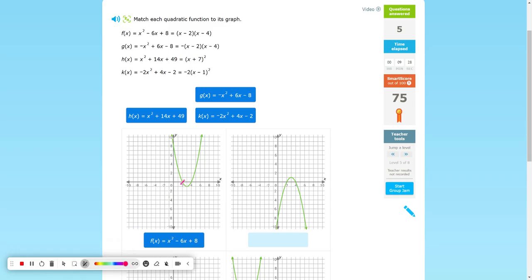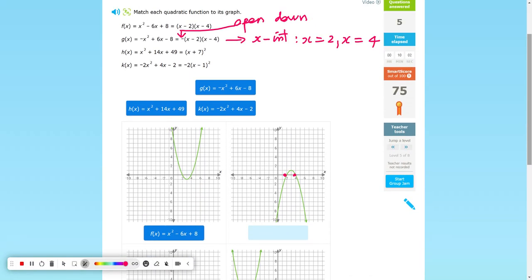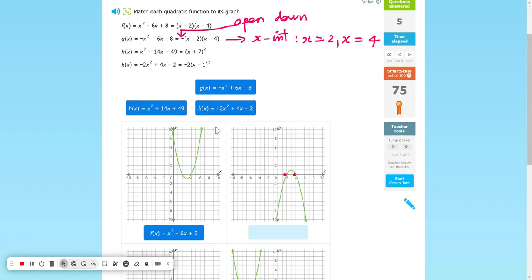They also give you the factor form. So you can see the 2 x-intercepts have to be at x equals 2 and x equals 4. But your graph has to open down because of the negative one right there. So open down. Let's go and find that graph. Here we go. Open down right there. X-intercepts at 2 and 4. I'm going to drag that right there. Done.